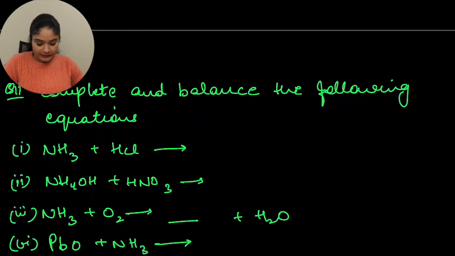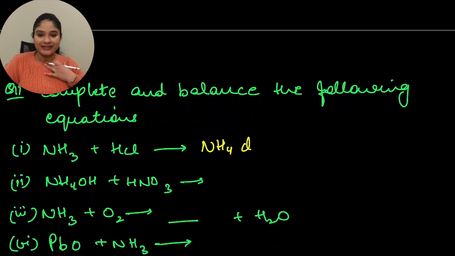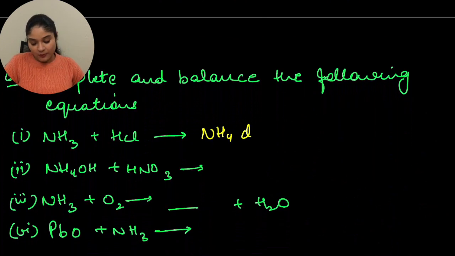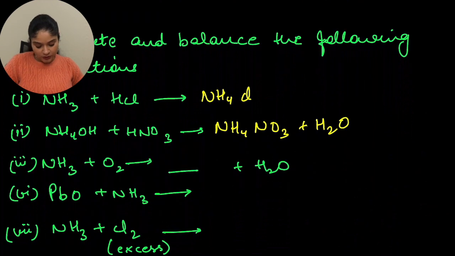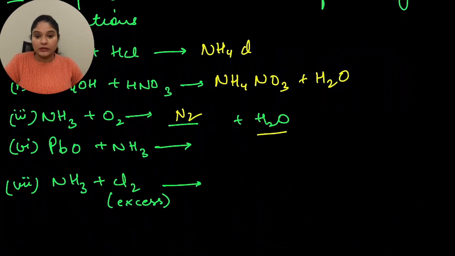Ammonia plus HCl. So ammonia plus HCl will give you ammonium chloride, that is NH4Cl, which is solid. Then the next one is ammonium hydroxide plus HNO3. So that will give you NH4NO3 plus water. Ammonia plus oxygen will give you, so one of the products is given, it will give you water, and the one they are asking for will be nitrogen. Then the next is lead oxide plus ammonia.